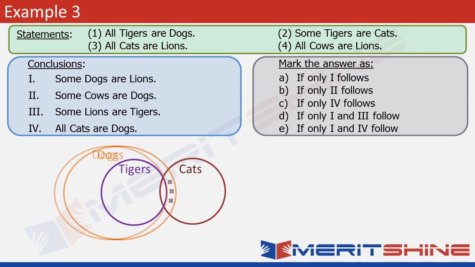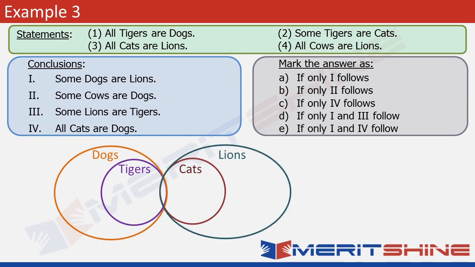So ideally the figure should be like this. Now there is an overlap between dogs and cats, but that's the same region in which tigers are also there. So only those cats are dogs that are tigers as well. This is very important. Remember this. Let's move forward and look at statement 3 now. All cats are lions. So let's draw lions like this. Again, understand this. All the cats are contained within lions.